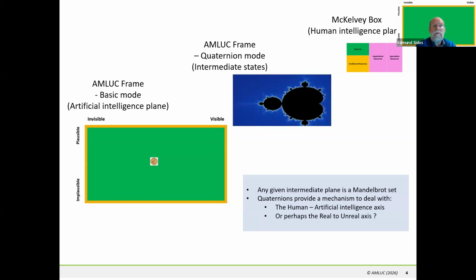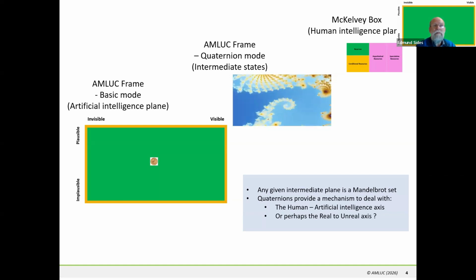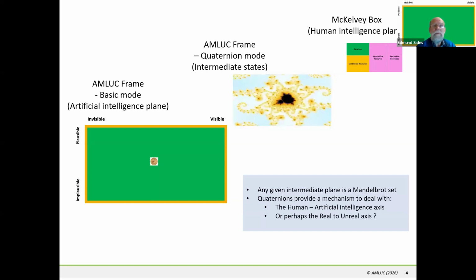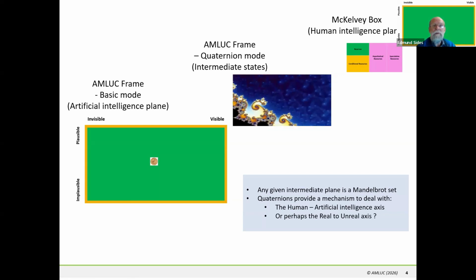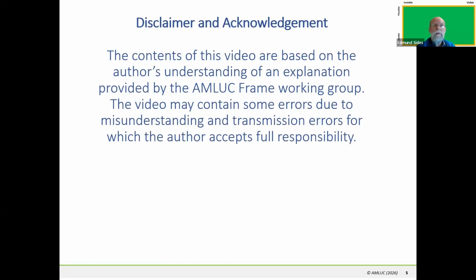Incidentally, quaternions were first described by the Irish mathematician William Rowan Hamilton in 1843. I've not been given full details about how the AMLUC frame's quaternion approach would work, but my understanding is that you could use this to track a project with time in a multi-dimensional factorial space. Please note this disclaimer, which makes clear that I'm responsible for any mistakes in explaining the details of the AMLUC frame.